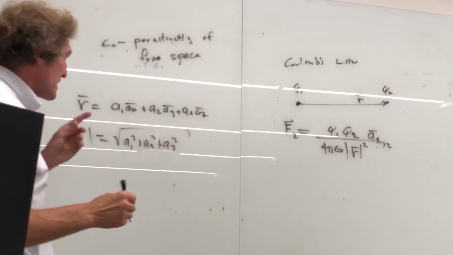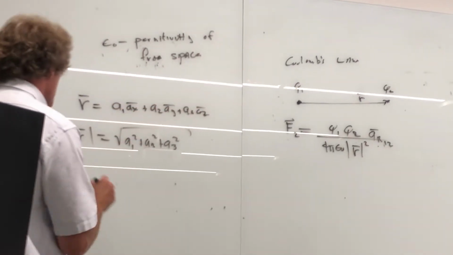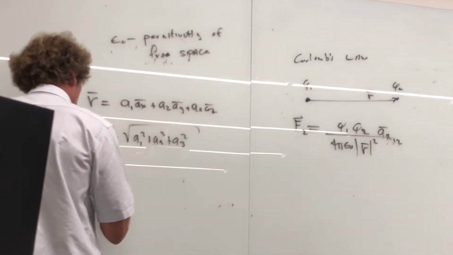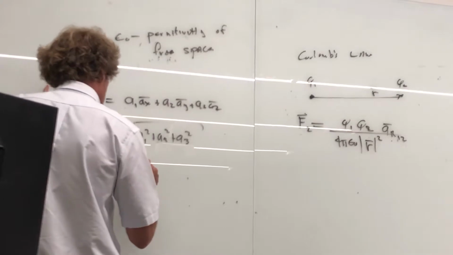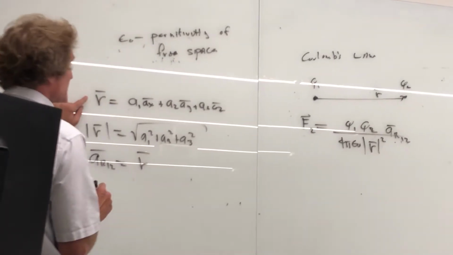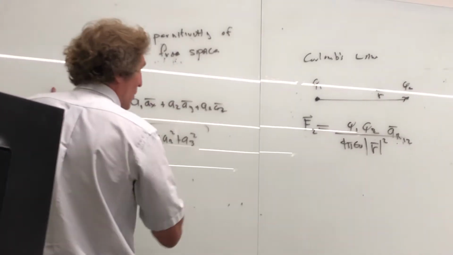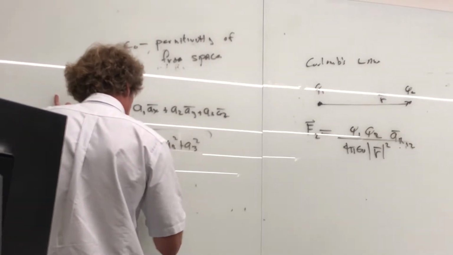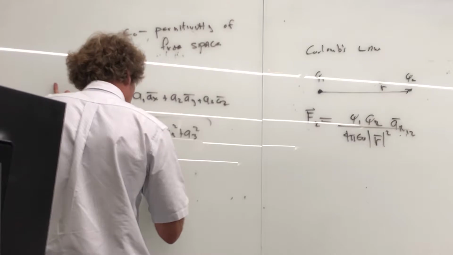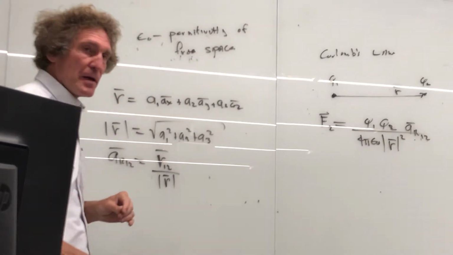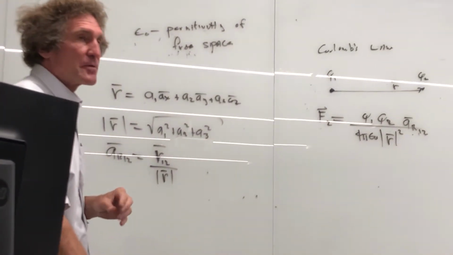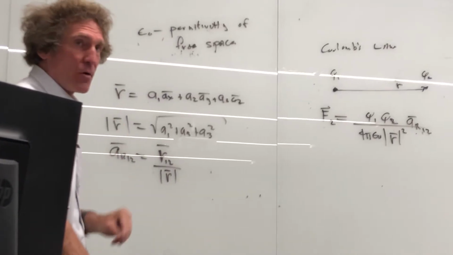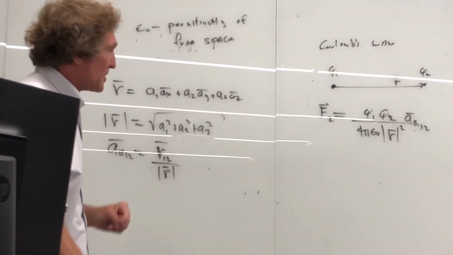Now this is important. To get that unit vector, AR12, what you do is take R vector, remember this is going to be a vector going from 1 to 2. I'll call it R12. It's a vector, and you divide it by the magnitude of R. That will give you a unit vector. A unit vector means it has a length of 1, only 1. And that's a unit vector.